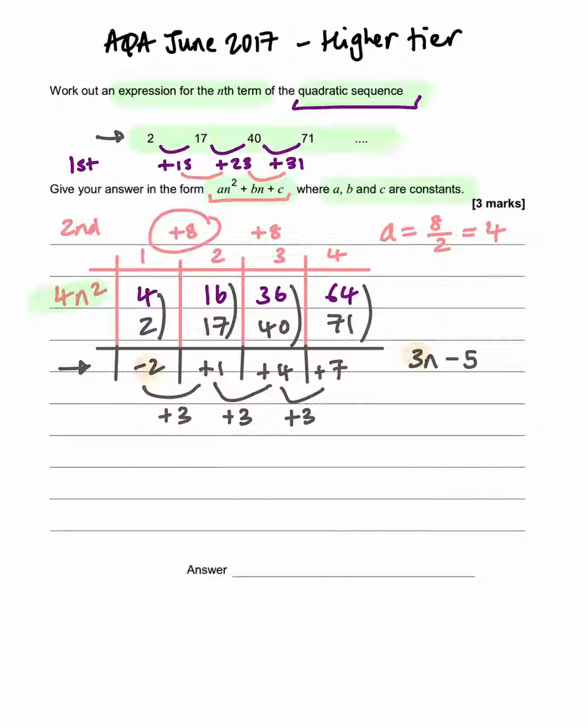So for the nth term of this quadratic sequence, we have 4n squared, and then we have this linear sequence that takes us from the 4n squared back to the original sequence we were working with. So 4n squared plus 3n minus 5.